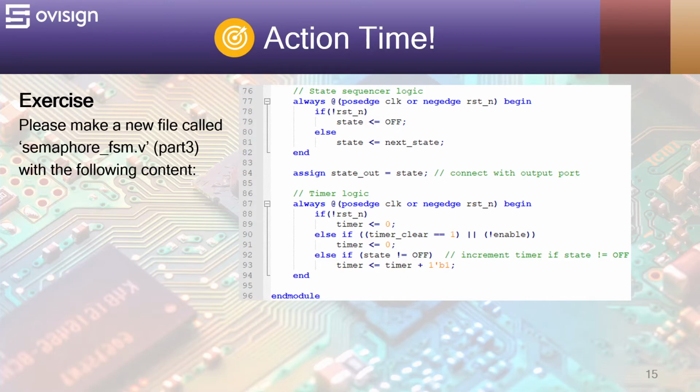What do you think about the Semaphore state machine RTL code? Do you find it easy or hard to understand?